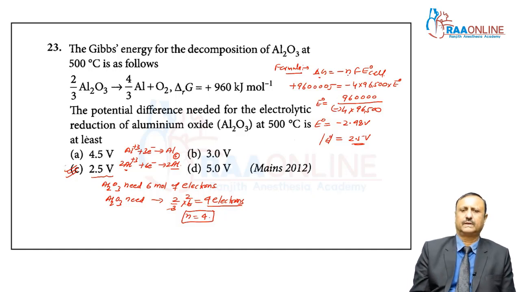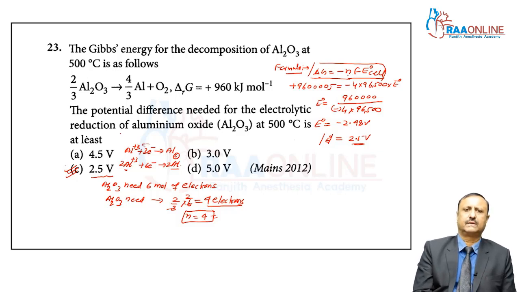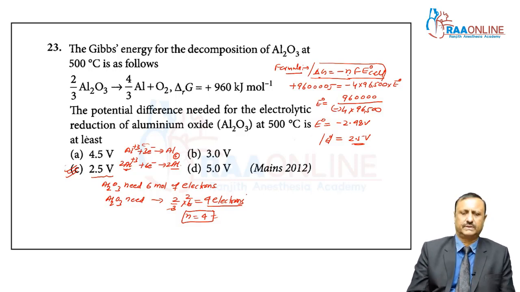First of all, you calculate the number of moles of electrons. Now, we use the formula delta G equals minus nFE cell, put in the values, and get the answer. Here, my dear students, first of all, Al3+ requires 3 electrons to be neutralized, but here 2 moles of aluminum are present, so 6 electrons are required, and 1 mole of Al2O3 requires these 6 electrons. For 2 by 3 mole of Al2O3, how many electrons are required? You can solve this question this way. Question number 23, answer is C.